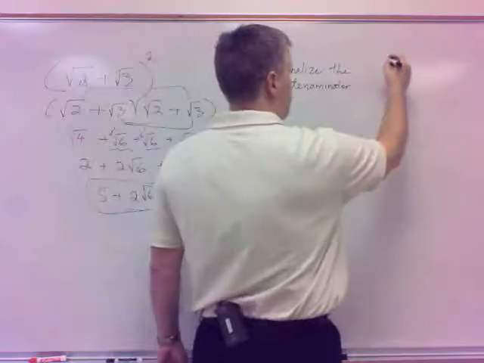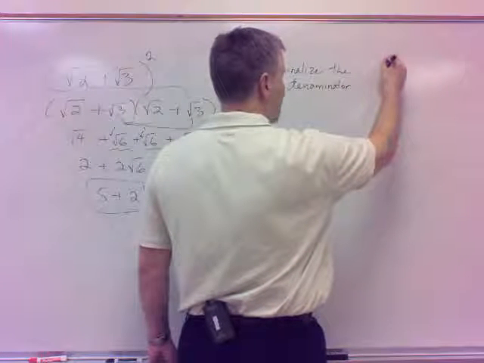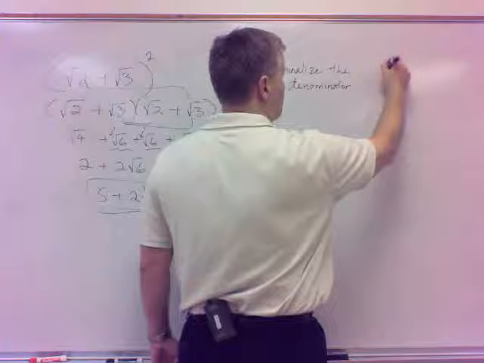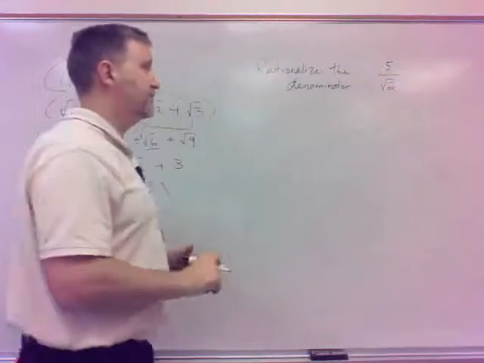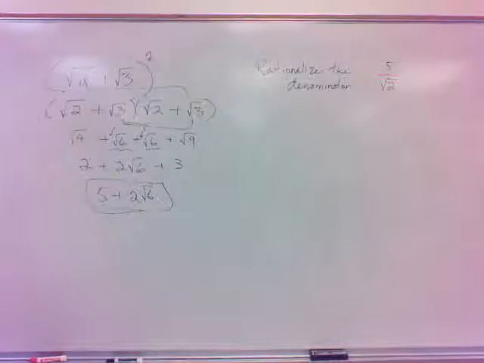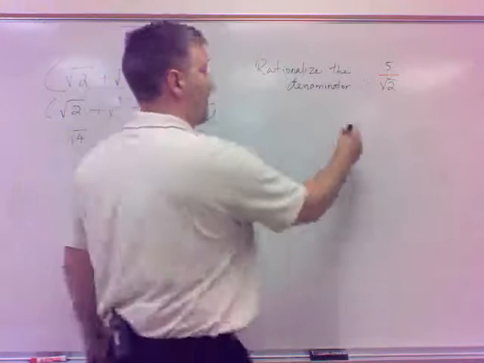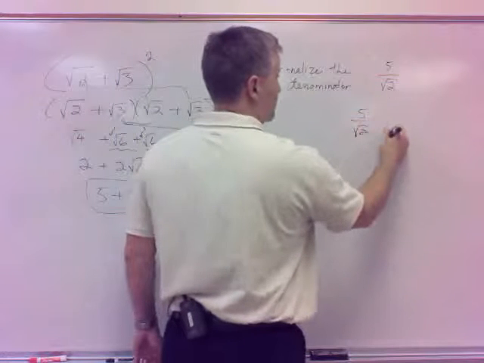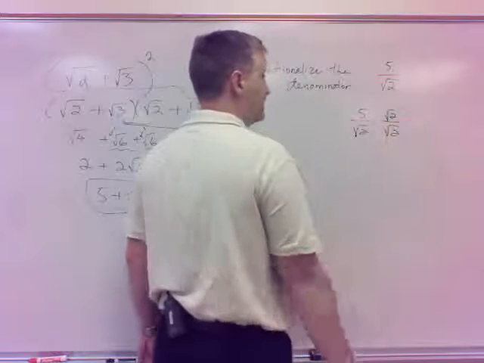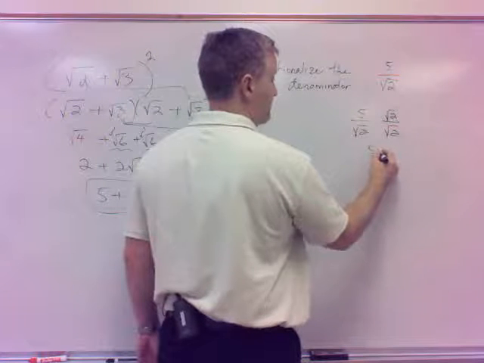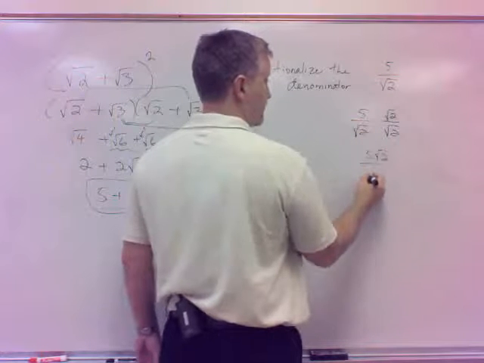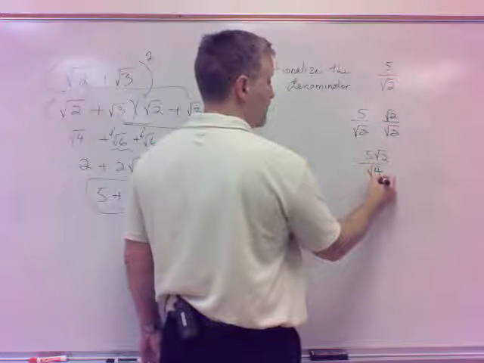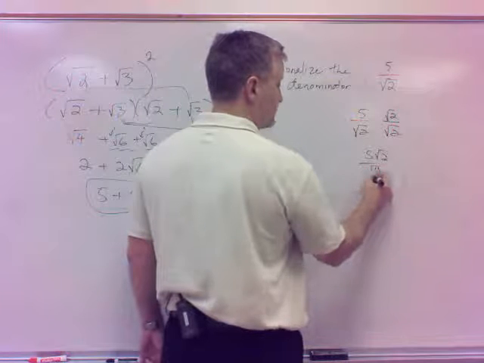Which just means we want to take, say I've got 5 over the square root of 2. I want to rationalize the denominator. That just means get rid of the square root in the denominator. So multiply by square root of 2, and you have to do that on the top and on the bottom, so that would be 5 square root of 2 on the top, because I can't combine the numbers there. And then on the bottom, I've got the square root of 2 times the square root of 2, which is the square root of 4, which simplifies to be 2.